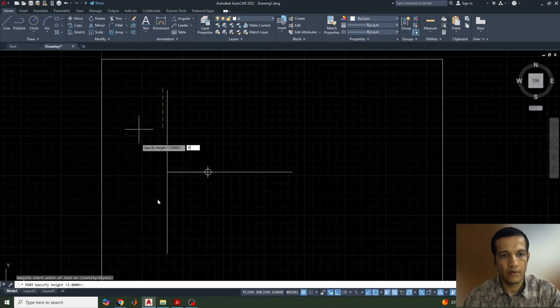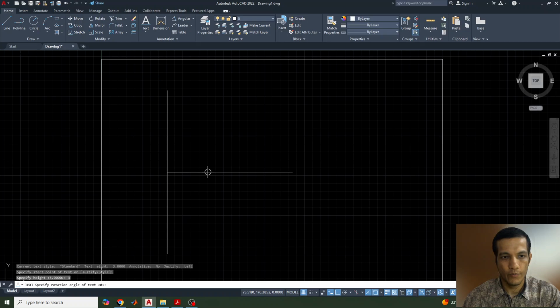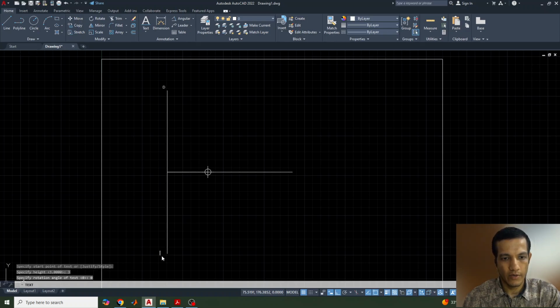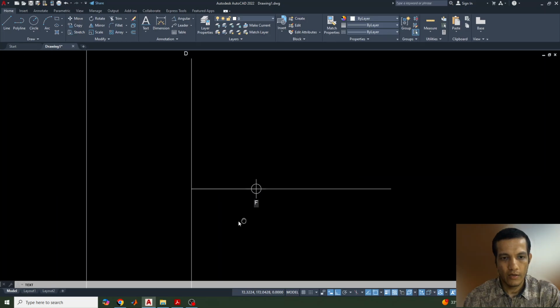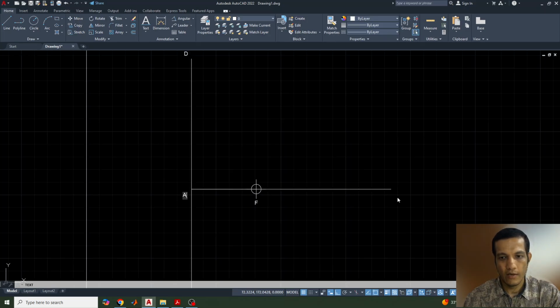Now we can give the text, with height 3 and angle 0. This is the D point, this is the D dash point, and this one we give as the F point. This is our A, and this is point B right now.